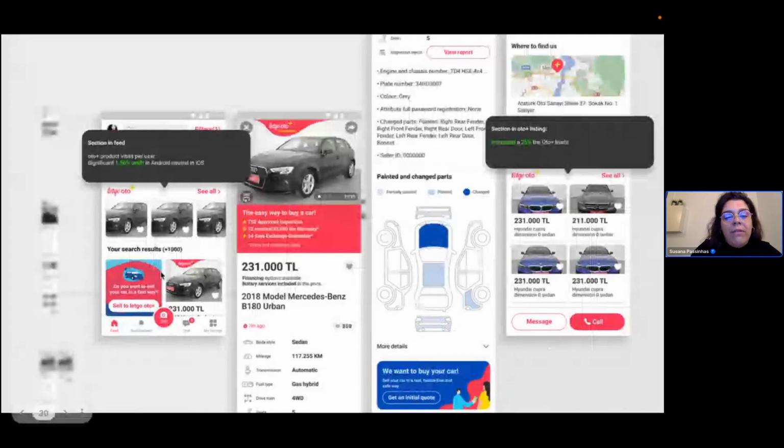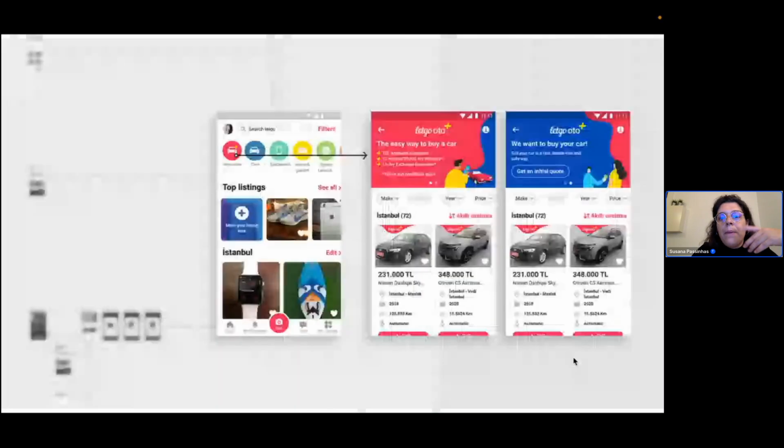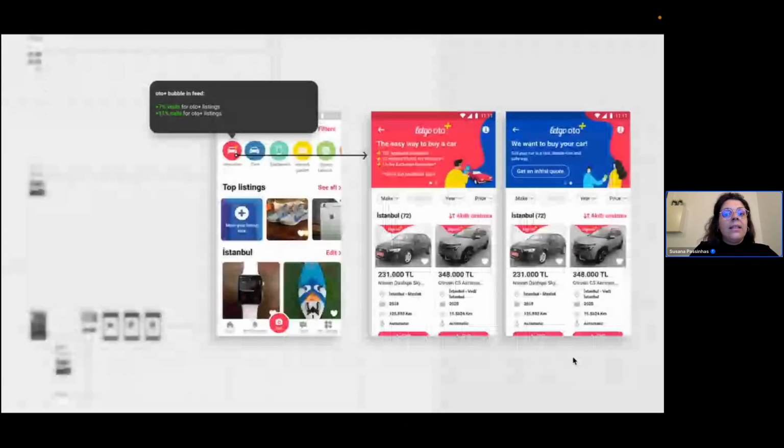Other ways of having the users go through our flow, into buying and selling the car. Also, this was another thing we tried on the home page, to have this special Let Go Auto Plus banner here. It also increased a little bit. Then in the listings of the car, we had a section at the end with more cars from us. It also increased a little bit. So all of these are things that you will measure and that you will do as well.